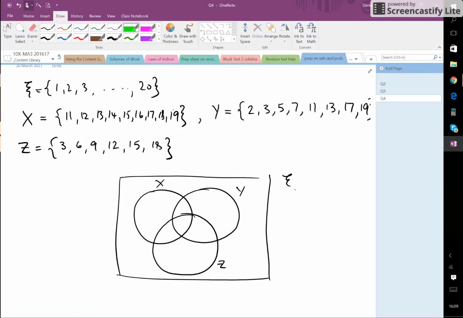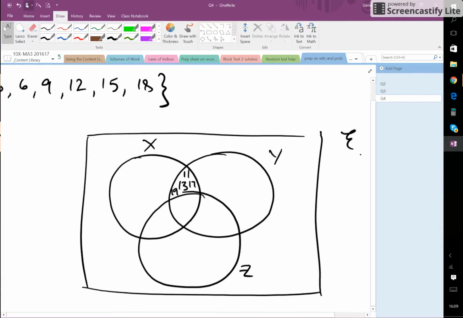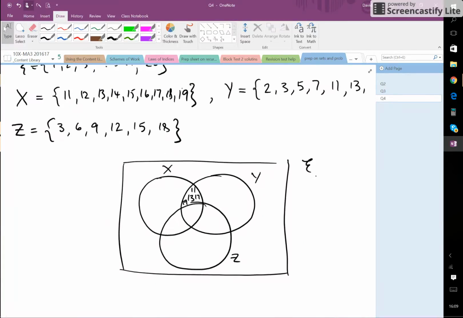So the intersection of x and y, which of course is this area here. So let's have a look. X's and y's, what's common? 11 is common to both of those. So we can put 11 in there. And 13 is common to both of those. We've got 13 here, and we've got the 11 there and there. What else is common? 17 is common, and 19. So we've got 17 there and 19 with a squeeze. That's 11, 13, 17, and 19.